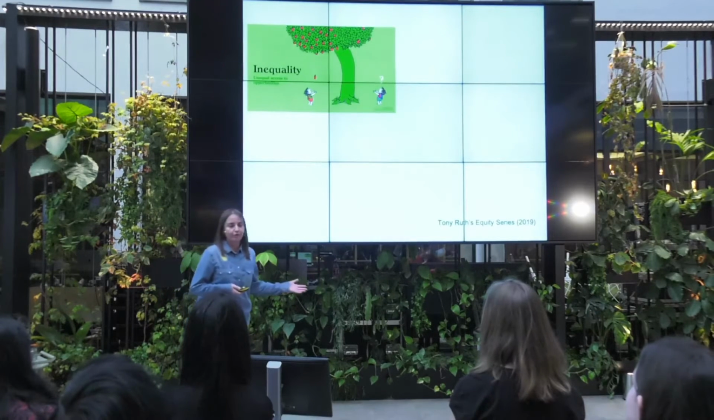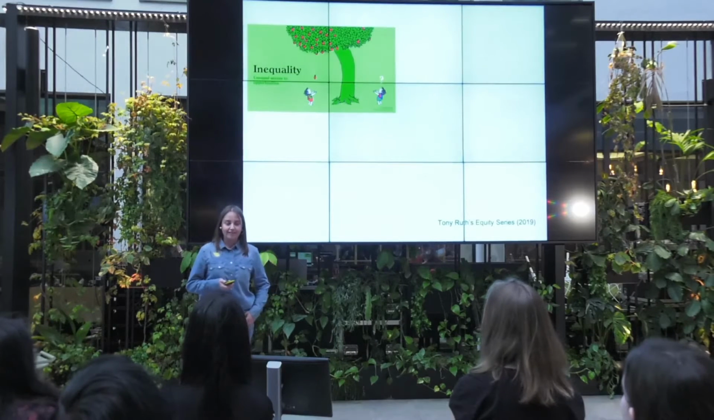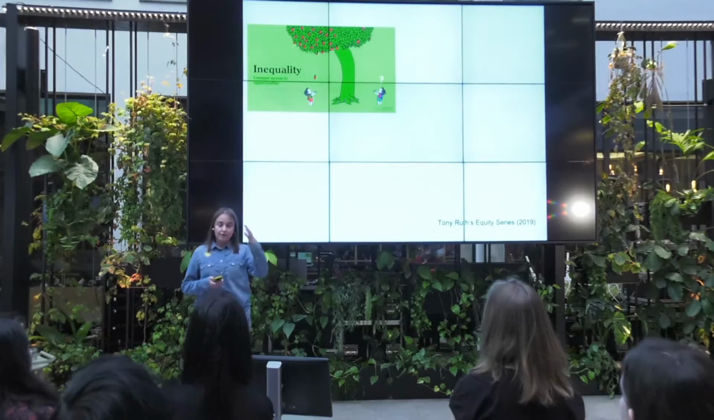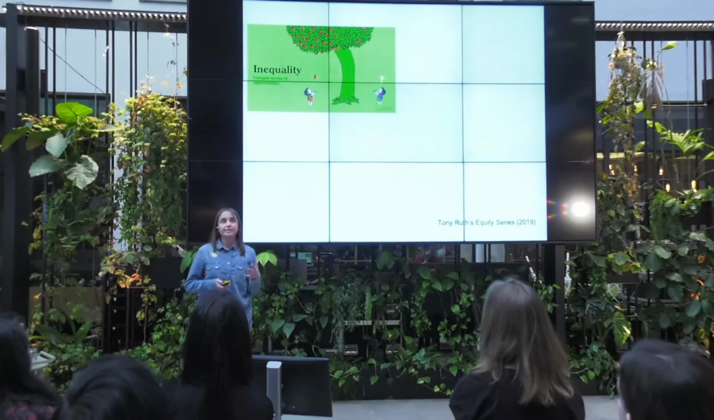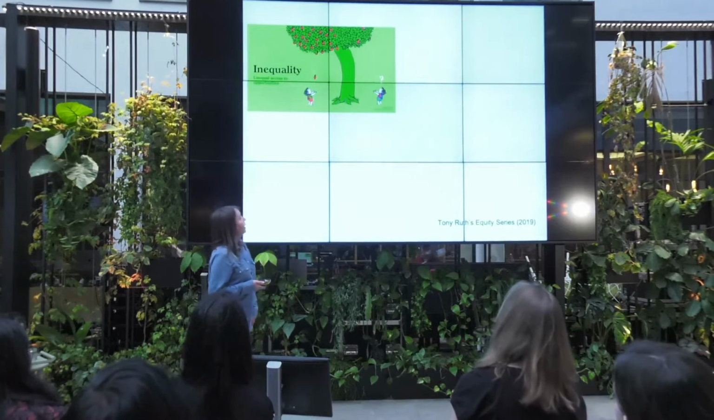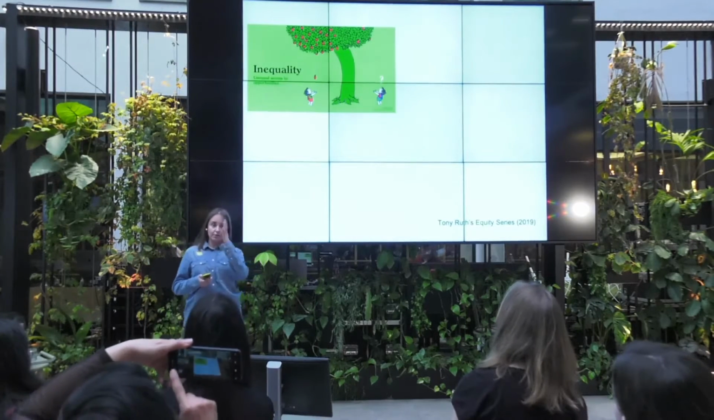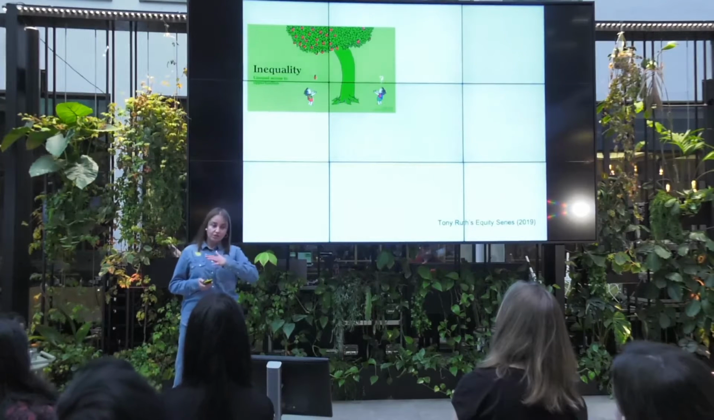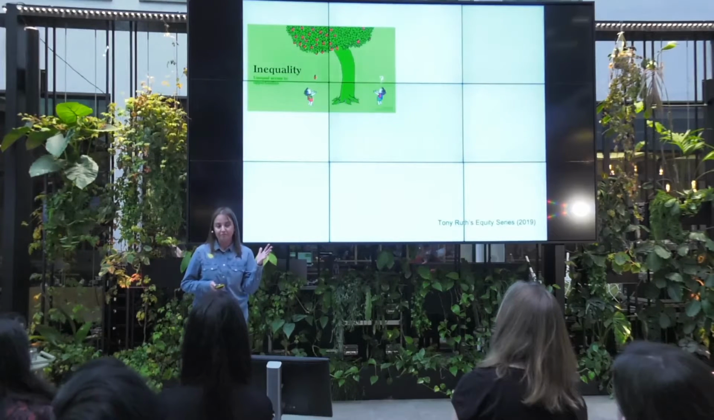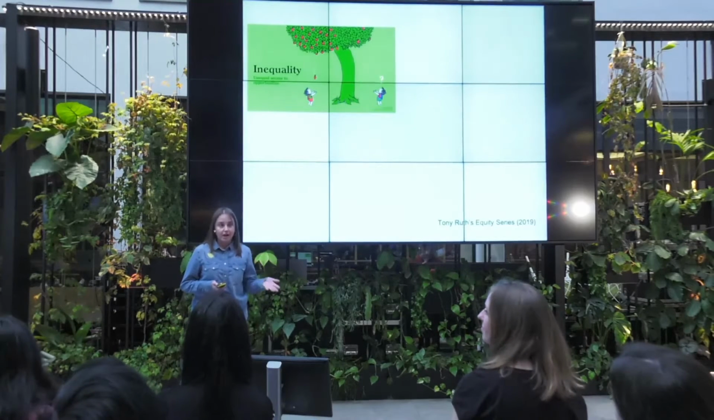So I will call the little person on the left red and the one on the right blue. And in the middle you can see the tree. The tree represents the system. So inequality is about unequal access to opportunities. As you can see, the way the tree is made just naturally gives more opportunities, apples in this case, to red, whereas for blue is much harder.